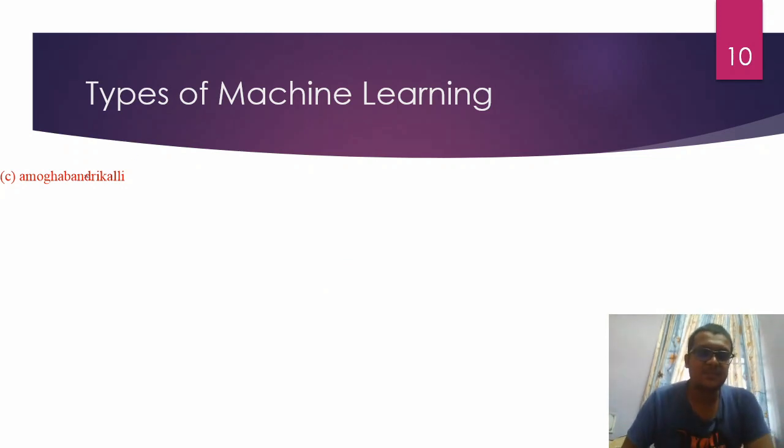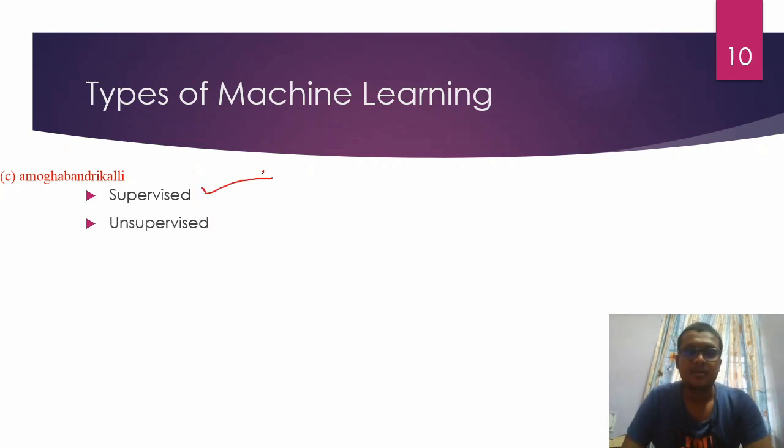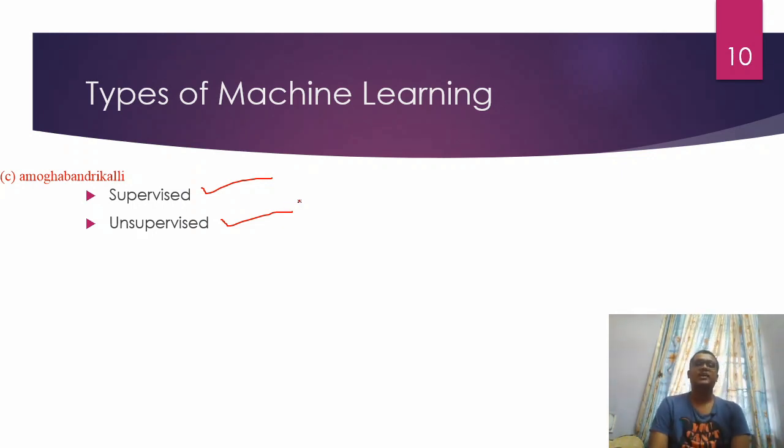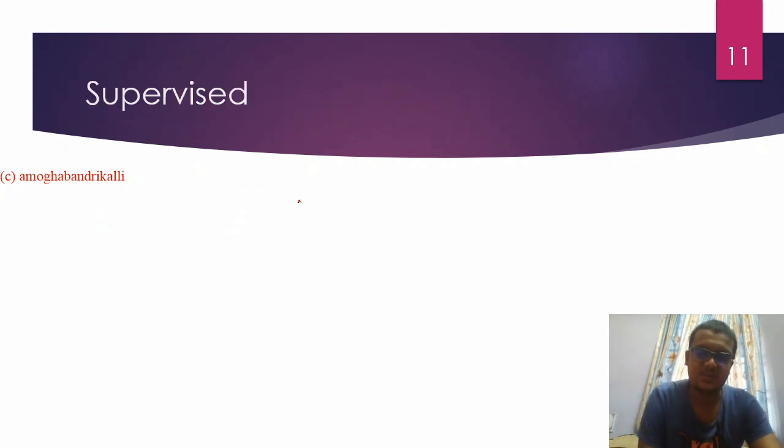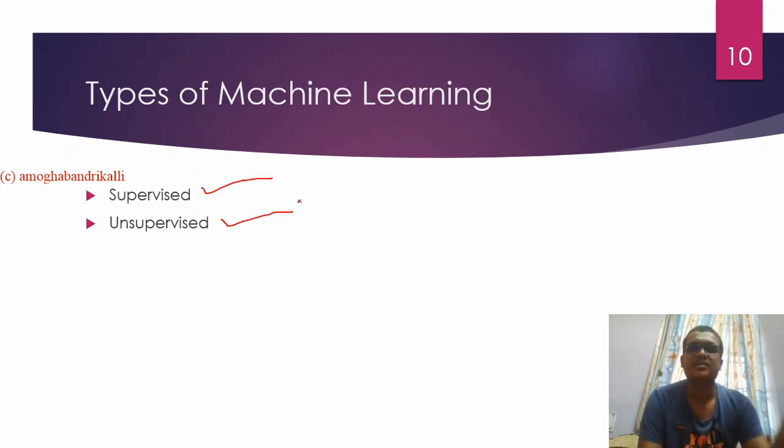The next one is types of machine learning. The first one is supervised machine learning. The second one is unsupervised machine learning. We will learn about what supervised and unsupervised are in our demo classes. Supervised means the human is going to help the machine while making some sort of decision. So that is called supervised learning.